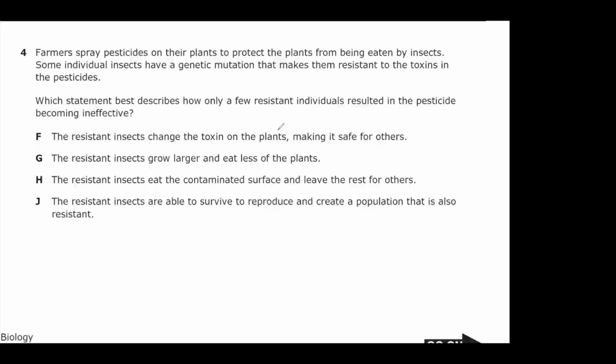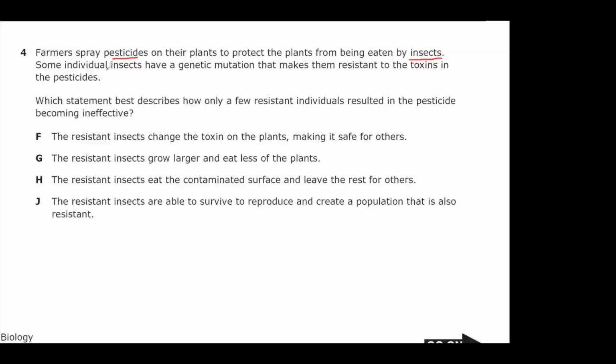Question 4 from EOC Biology 2021 test. Farmers spray pesticides on their plants to protect the plants from being eaten by insects. Some individual insects have a genetic mutation that makes them resistant to the toxins in the pesticide. Which statement best describes how only a few resistant individuals resulted in the pesticide becoming ineffective?